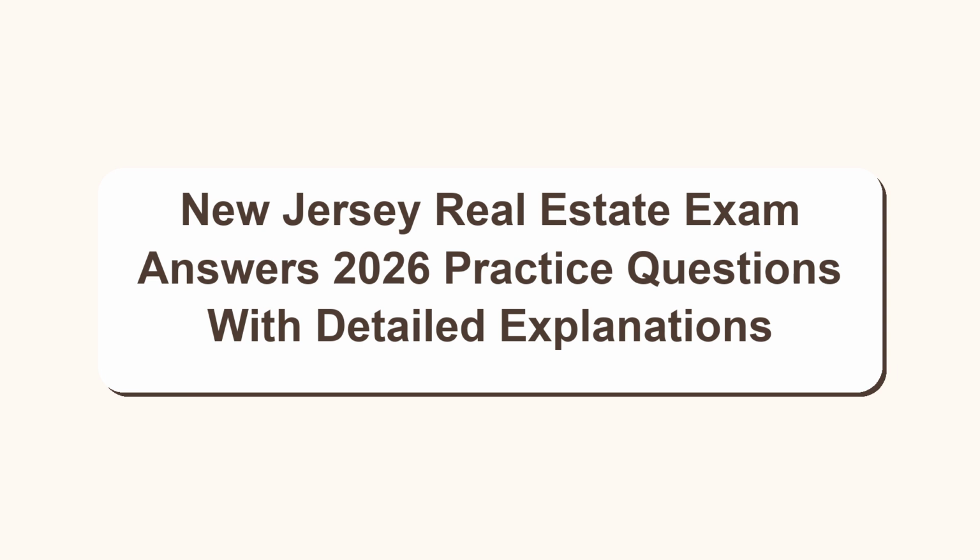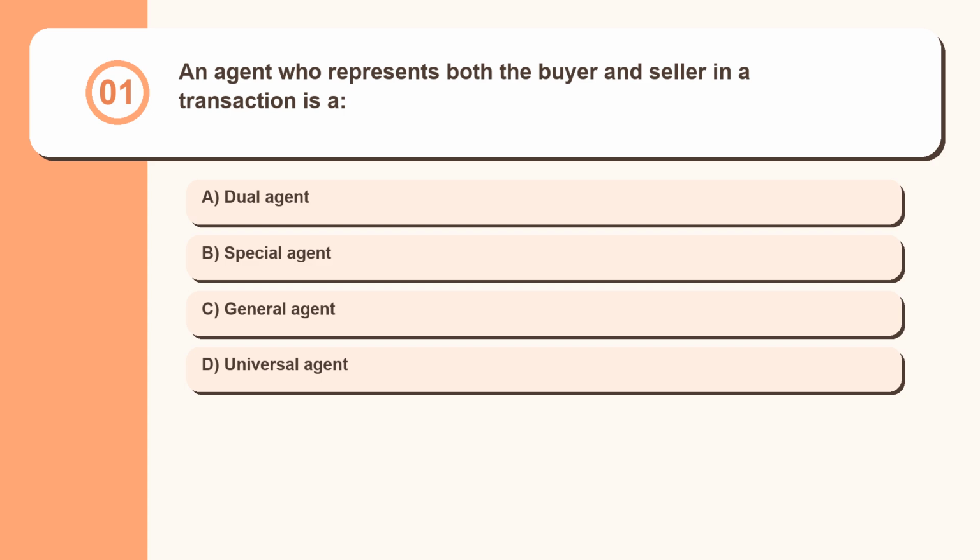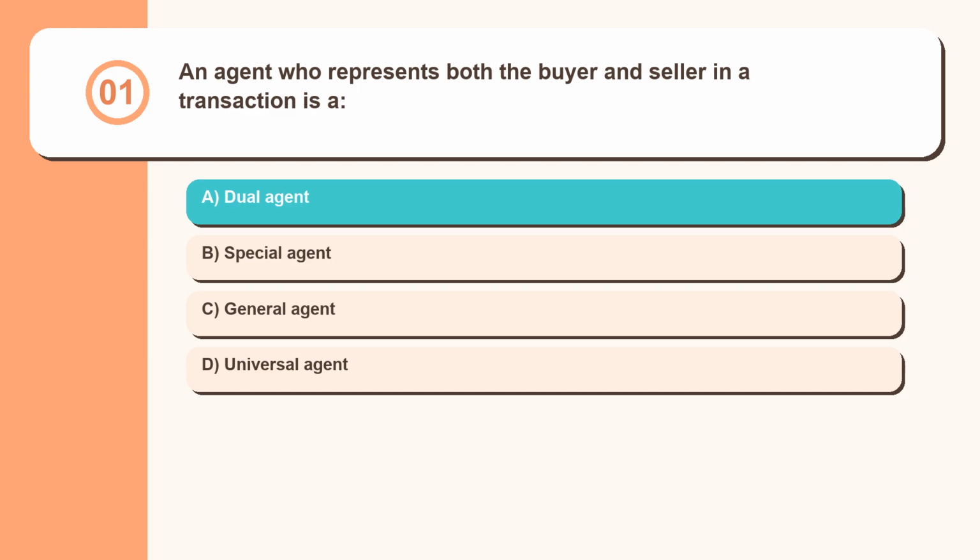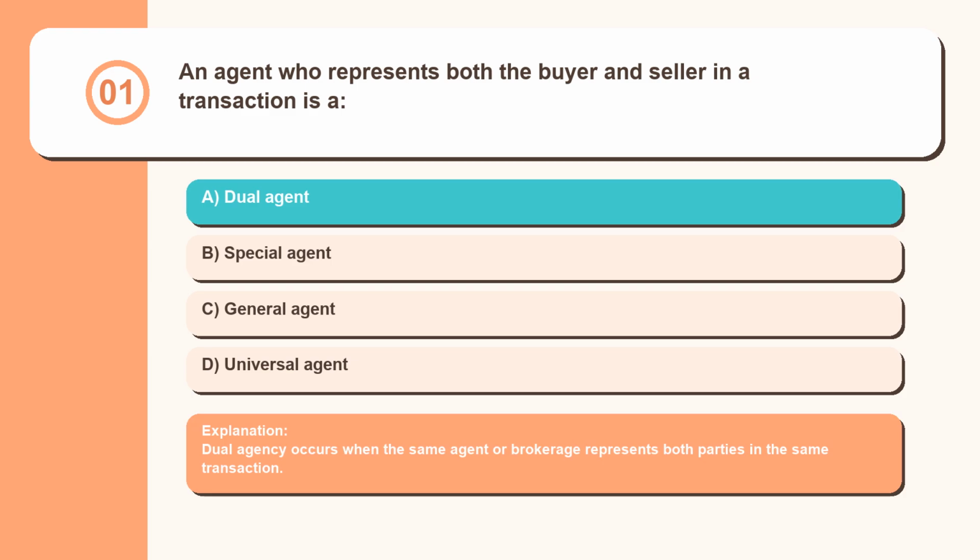New Jersey Real Estate Exam Answers 2026. Practice questions with detailed explanations. Question 1. An agent who represents both the buyer and seller in a transaction is a: dual agent, special agent, general agent, universal agent? Dual agency occurs when the same agent or brokerage represents both parties in the same transaction.